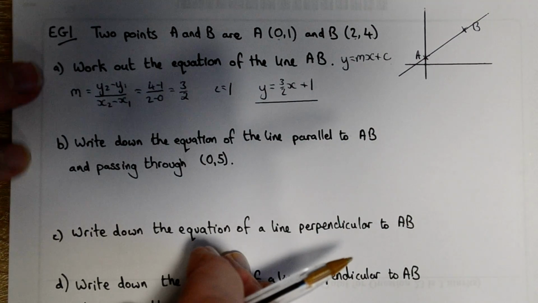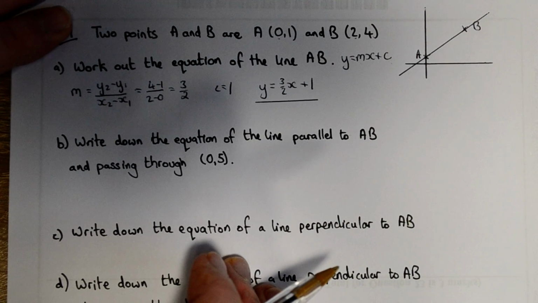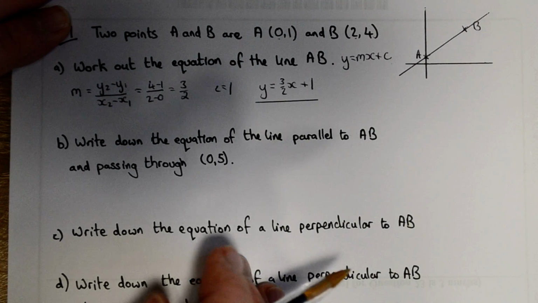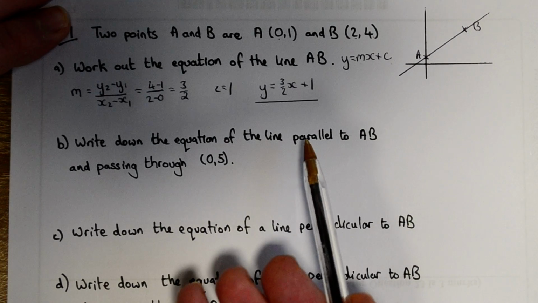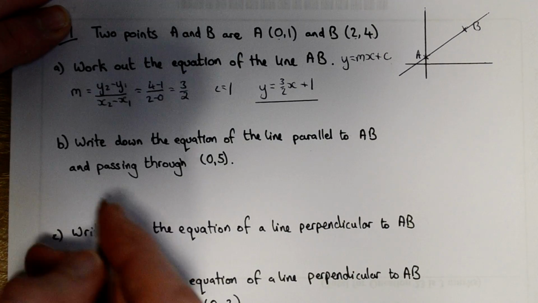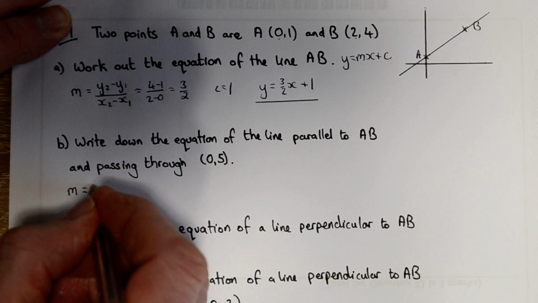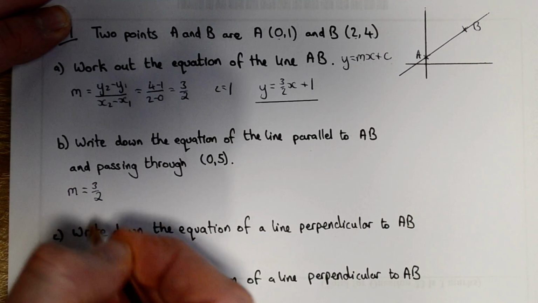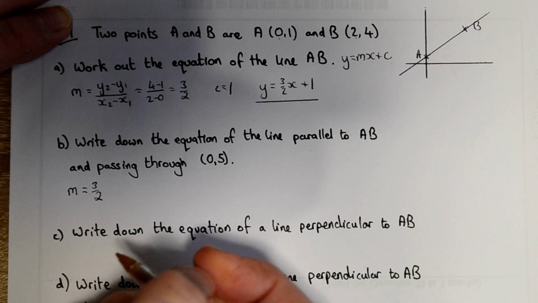Right, part B. Now we want a line parallel to AB. We want its equation, but it's got to go through this point. Now if it's parallel to AB, that means that the gradient is exactly the same. So we don't need to work anything new out there. That's our gradient.